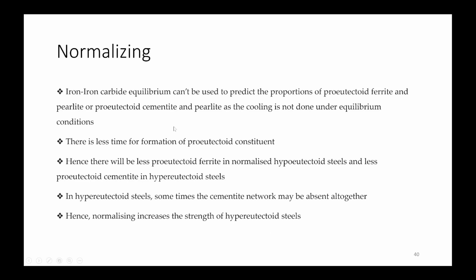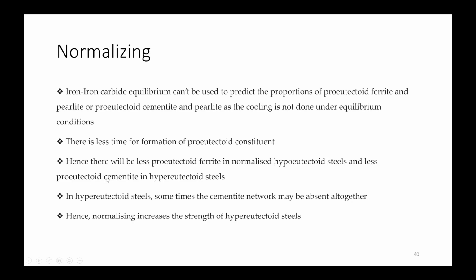Iron-iron carbide equilibrium can't be used to predict the proportions of pro-eutectoid ferrite and pearlite or pro-eutectoid cementite and pearlite, as the cooling is not done under equilibrium conditions. There is less time for formation of pro-eutectoid constituents. Hence, there will be less pro-eutectoid ferrite in normalized hypo-eutectoid steels and less pro-eutectoid cementite in hyper-eutectoid steels, because formation of these phases will require diffusion.